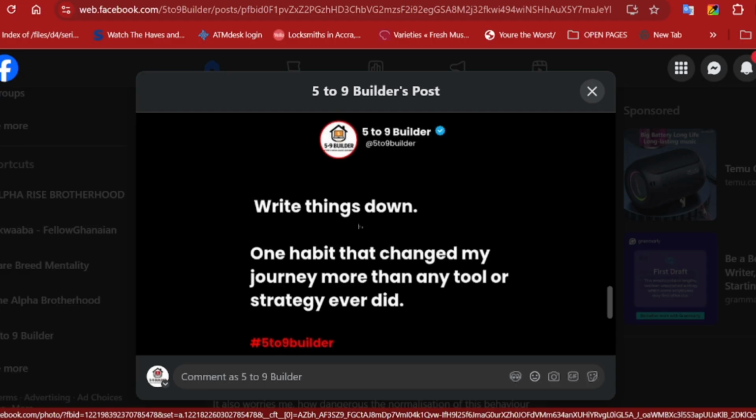You understand? So for instance, I created this just today, and this is what I have written: write things down. One habit that changed my journey more than any tool or strategy ever did. Now, if somebody reads something like this, although I'm using my personal experience, the person will relate to it. Why should I write things down in this technological world right now? The person will go, why should I even write things down? What is this post trying to do? So the person becomes curious. You wanted to know why I should write things down.